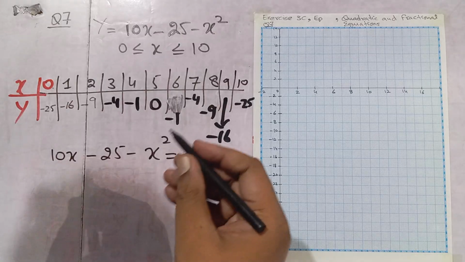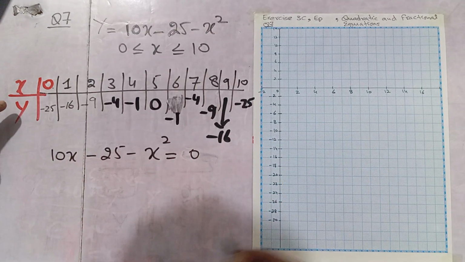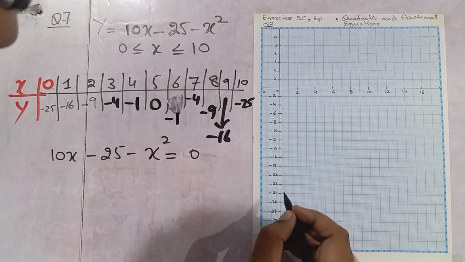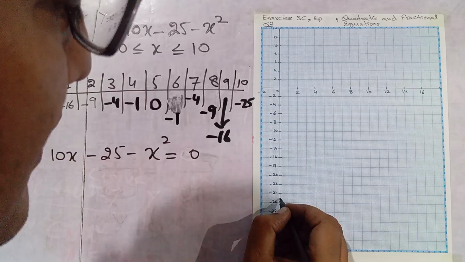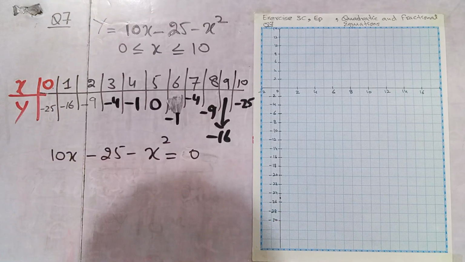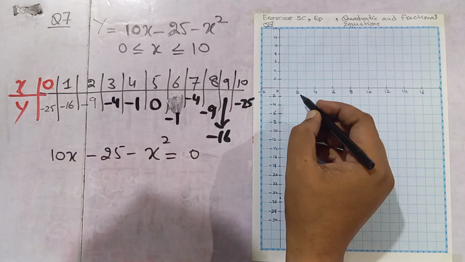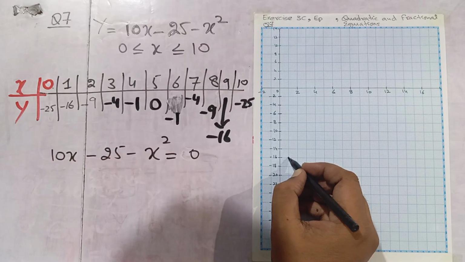At 0 you have minus 25. So at 0 your answer is minus 25. Okay, so 25 will be here: 1, 2, 3, 4, and 5. So here at 1 it is minus 16. Minus 16 is here.